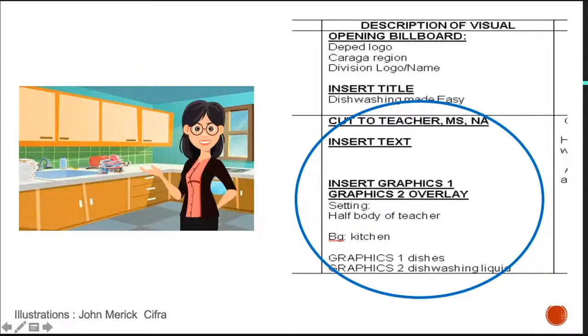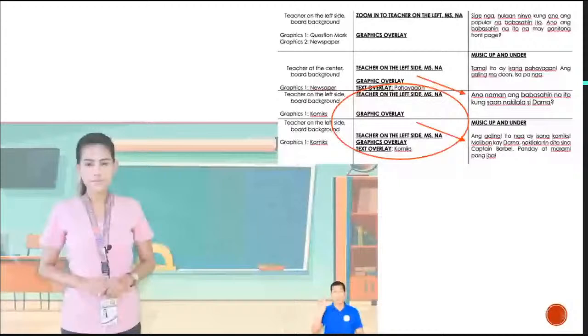So we can add whatever our scriptwriter wants to be added. The teacher is a medium shot with a normal angle. Then insert text, insert graphics 1, graphics 2, overlay, and the half body of a teacher, with the kitchen as background, and graphics 1 as dishes and graphics 2 as dishwashing liquid. So this is what we did here.